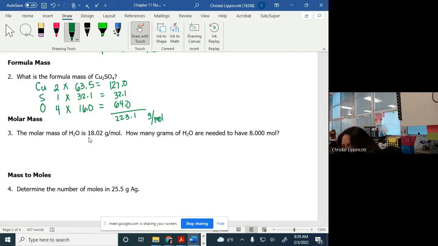All right, they've given you the molecular mass here so that you don't have to calculate it. They want to know how many grams you would need to have 8 moles. So we need 8 moles of water. My balance back there doesn't measure moles, it only measures grams. So I need to know how many grams to measure out for that water.